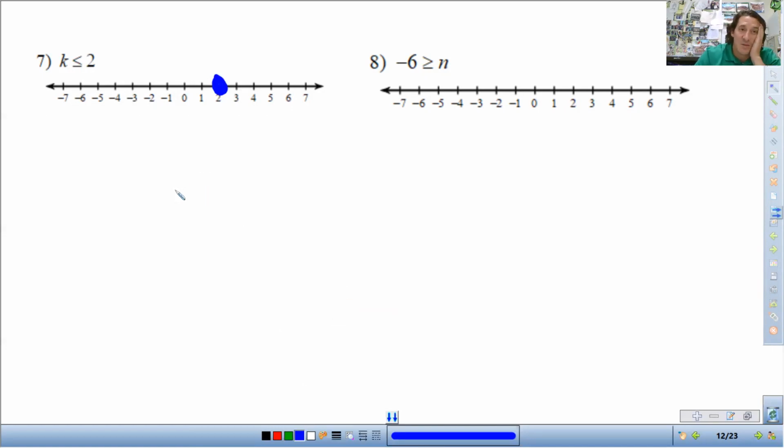Now I need to shade the appropriate direction. You have to think, is K bigger or smaller than 2? K is smaller. Make sure you're looking at this. So I need to shade the values smaller or less than 2 here.